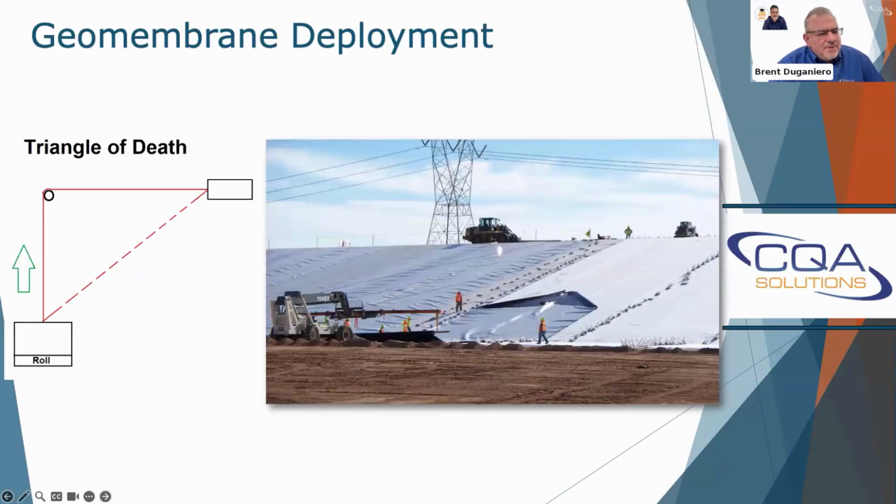The other thing for deployment is what we call the triangle of death. As you can see in this image here, this is a situation where we're using either a block and tackle or a pulley. The material is attached to the stationary equipment at the toe of the slope, and it's being pulled up slope. The cable goes up to that fixed piece of equipment at the top and then turns a 90-degree angle. And then as that piece of equipment moves to the left of your screen, it pulls up the geomembrane. Now that creates an area that we call the triangle of death.